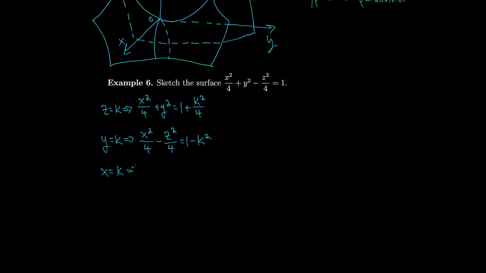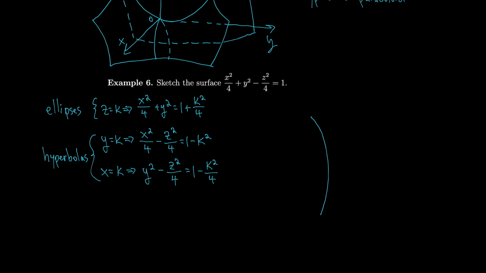If x is constant, then we get y squared minus z squared over 4 equal to 1 minus k squared over 4. So another hyperbola. So it looks like this is a family of ellipses for different values of k, and this is a family of hyperbolas for different values of k. And of course I messed that up. There we go. So we should get slices horizontally that are ellipses and vertical slices that are hyperbolas, so we need to twist it vertically, but make sure that it's nice and roundish horizontally. So you get this kind of drum-like shape.